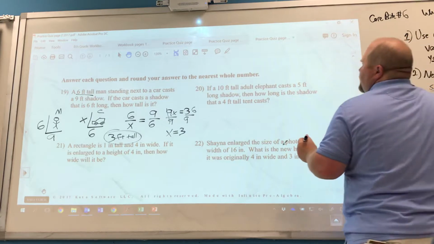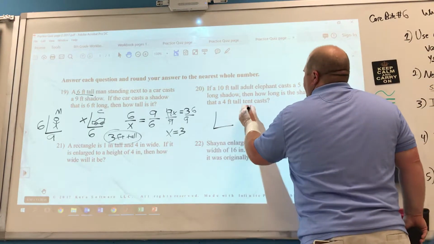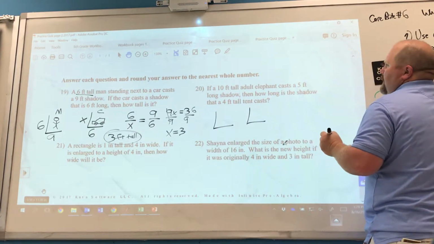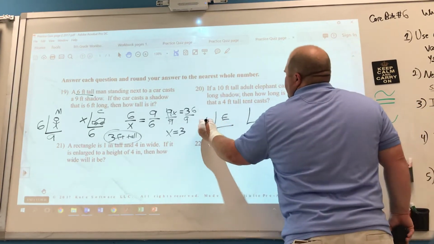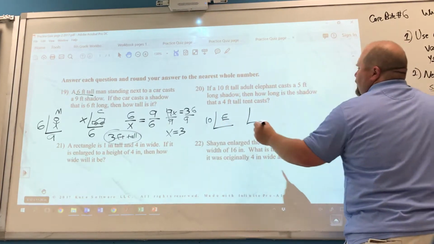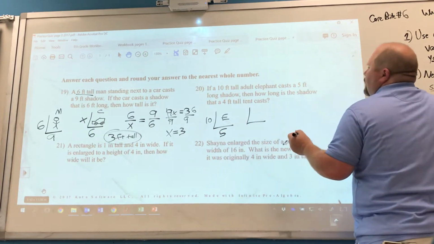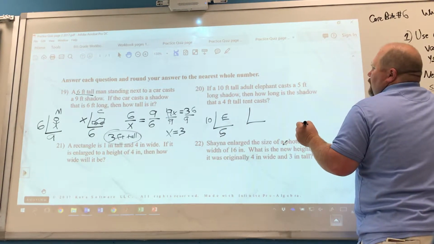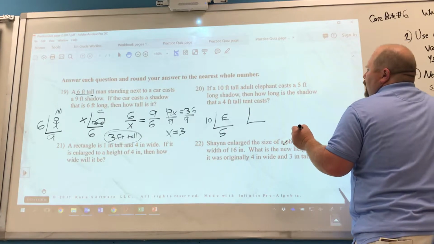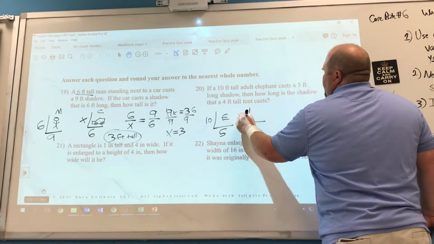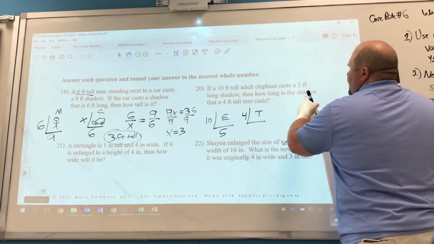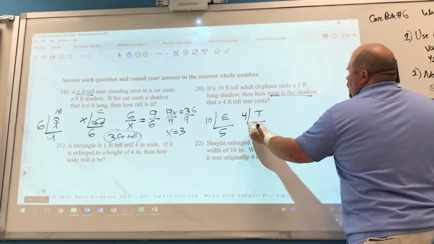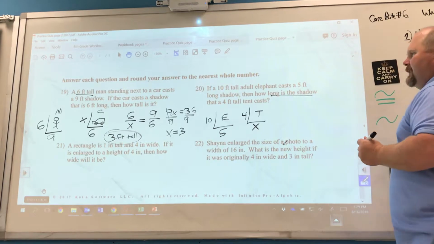Alright, number 10. Start off with those two L shapes. 10 foot tall elephant. Alright, so I'm just going to put E for elephant. It's 10 feet tall, and it casts a 5 foot shadow. Then how long is the shadow that a 4 foot tall tent? Alright, 4 feet tall, and it's a tent. How long is the shadow? That's the question. How long? That's going to be down here at the bottom because it's a length.